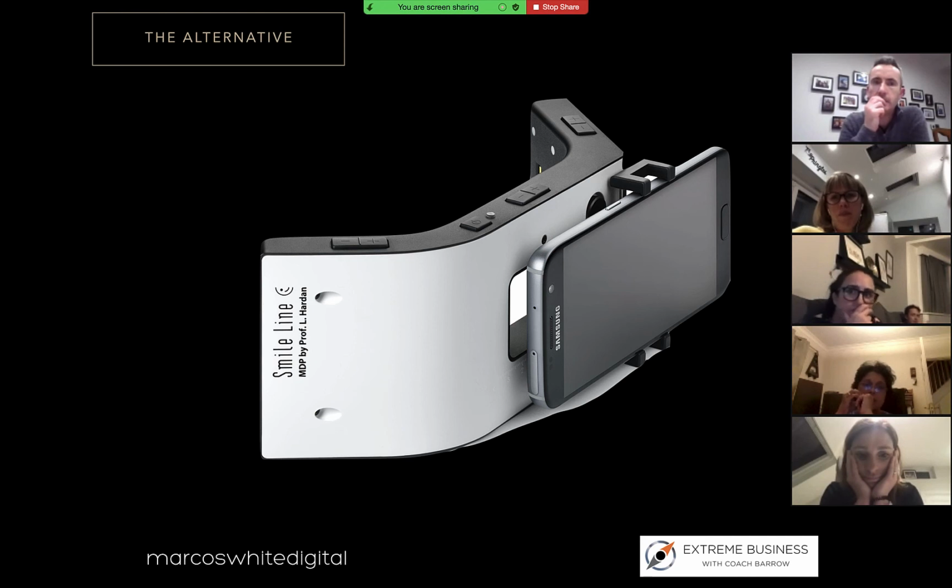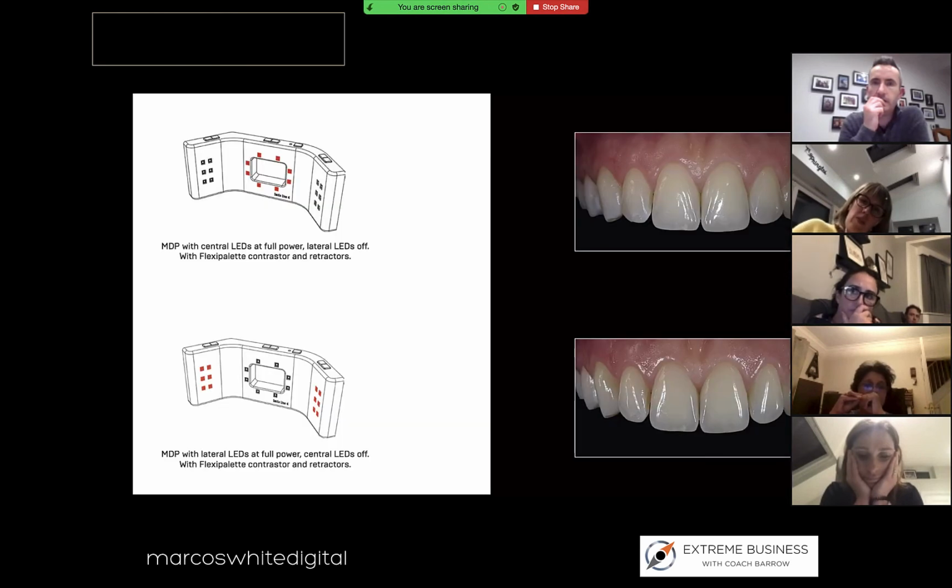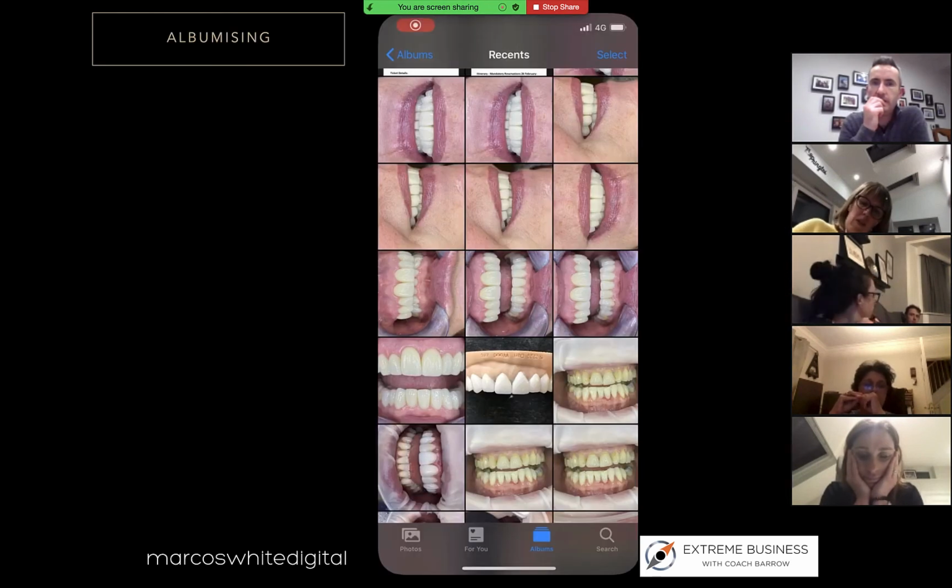So here's how you do it. You buy a smile light from Optident and you strap it to your phone and then you get really cool photos, okay? What other benefits have we got?